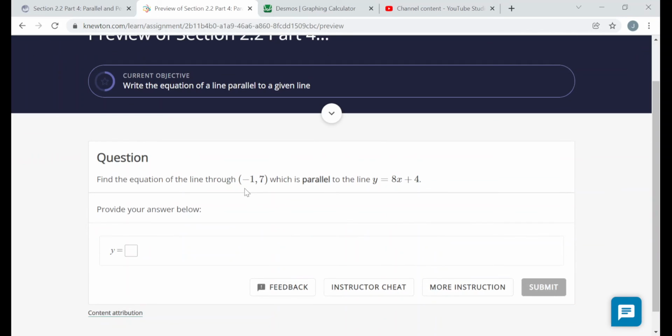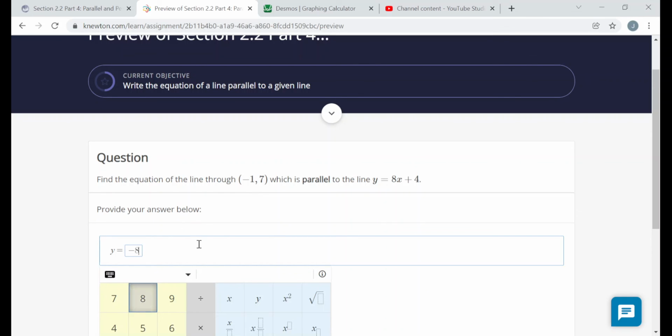Alright, so our line passes through the point -1, 7 and is parallel to this line. So this line has a slope of 8. It's already in slope-intercept form. So our line is going to have a slope of 8. So it's going to be y equals 8x plus something. So if I put in the x coordinate, 8 times -1 is -8. And then you think negative 8 plus what would be 7, positive 7. That'd be 15. So I could actually do this right now.